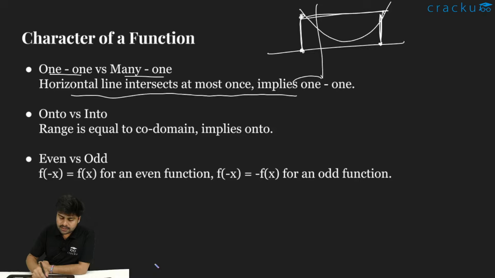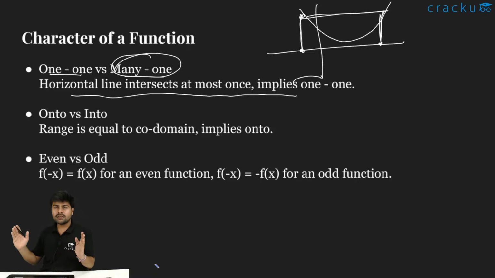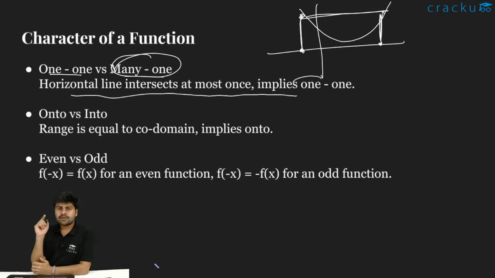This is considered as many-one. So many inputs are mapping onto a single output. If this is not the case, if outputs are distinct for each and every input, then that function becomes a one-one function. So this is the essential distinction between a one-one function versus a many-one function.